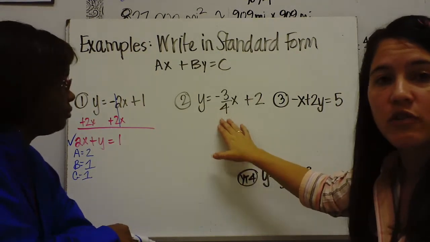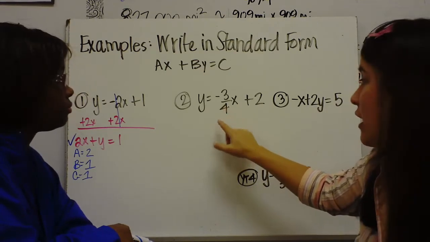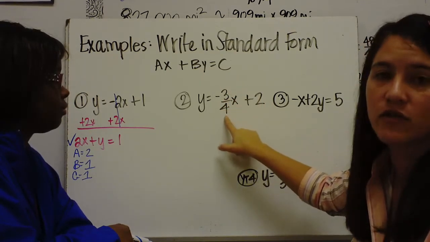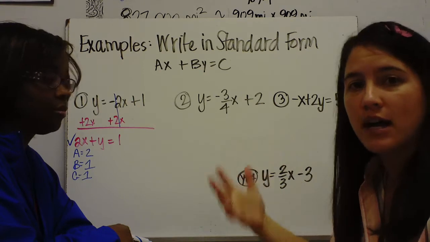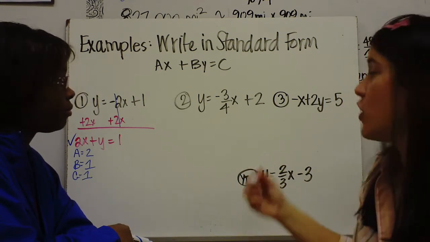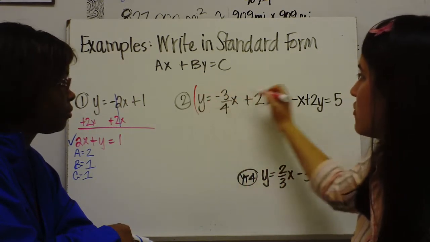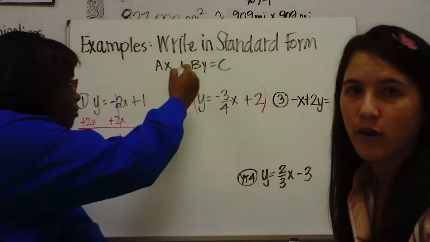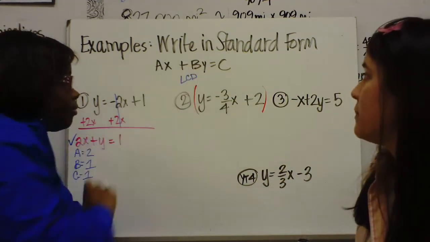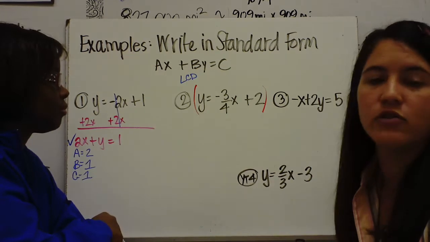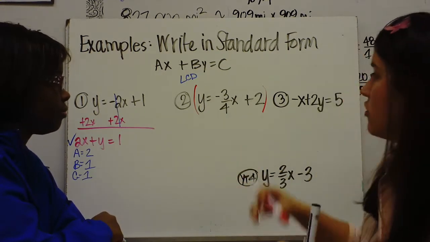Number 2, we're showing you this one because we're going to show you how to get rid of this fraction. Standard form can't have any fractions, so my suggestion would be to get rid of that fraction first. In order to get rid of that fraction, we need to multiply the entire equation by the denominator, 4, the least common denominator. So maybe you remember doing this when we did our equation unit.